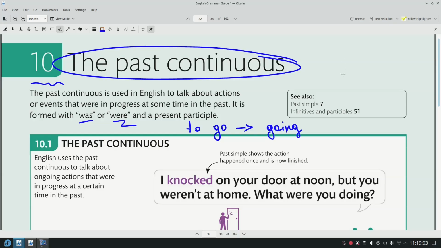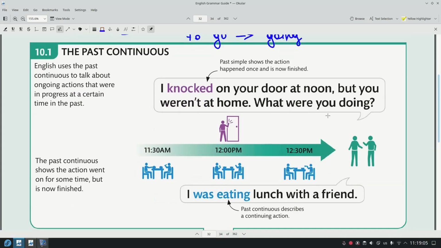Let's look at the examples. English uses the past continuous to talk about ongoing actions that were in progress at a certain time in the past. The past continuous shows the action went on for some time but is now finished. That is about the past continuous.